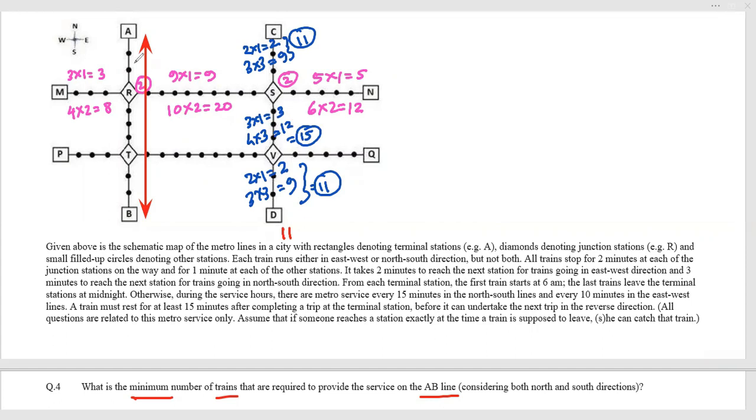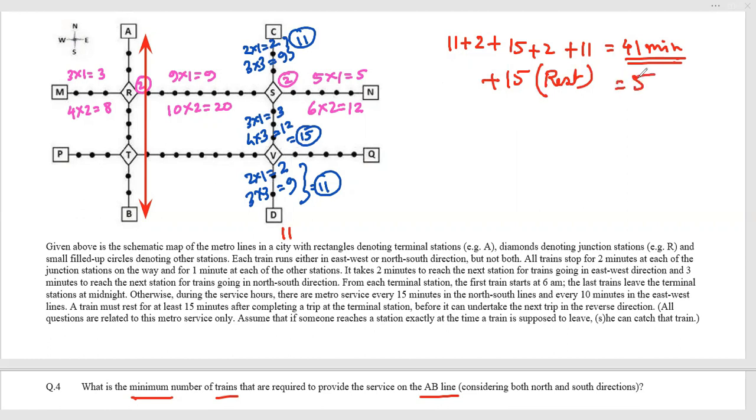Okay. How much time does it take in the EB line to move a train? That's what I first need to find. So it should be 11 minutes plus 2 plus this line is 15 minutes, again 2 plus 11 minutes. So it is 41 minutes from A to B. And after that it will take 15 minutes of rest time. So another 15 minutes for rest time. If you add it up, it comes to 56 minutes.